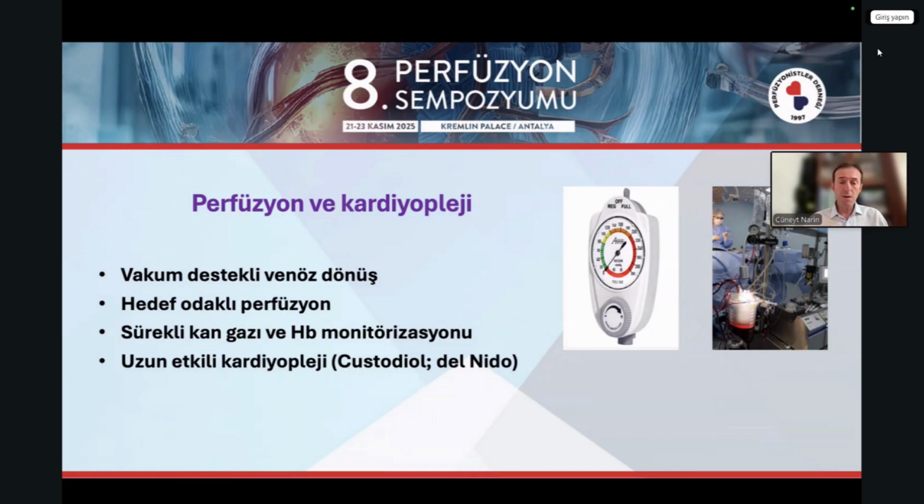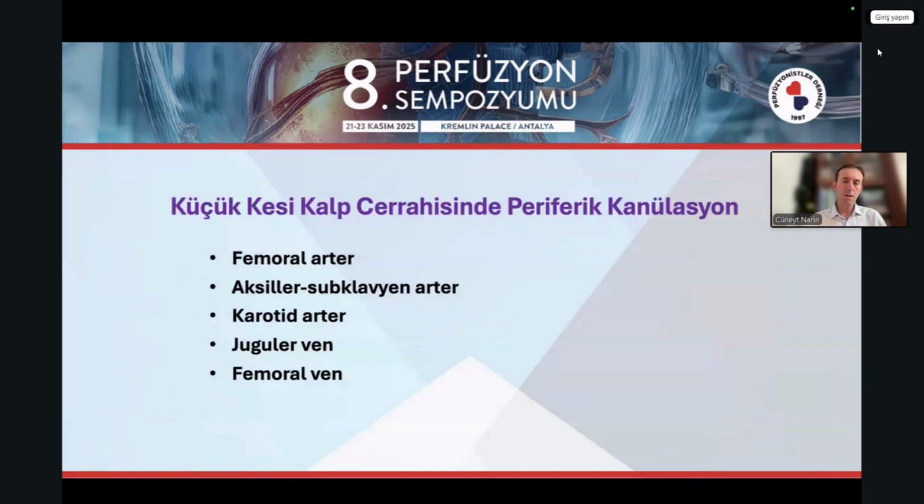Sürekli kan gazı ve hemoglobin monitorizasyonu da küçük kesik kalp cerrahilerinde önemli avantajlara sahip. Tabii uzun etkili kardiyoplejiler, bir önceki konuşmacının da söylediği üzere kustodiol ve delnido gibi solüsyonların da bu tip operasyonların hızlı bir şekilde ilerlemesine büyük katkı sağladığını belirtmekte fayda var.